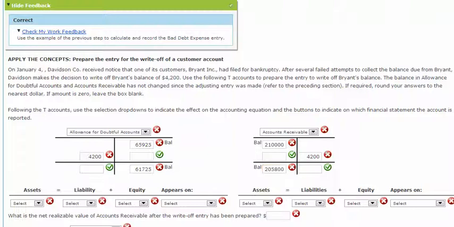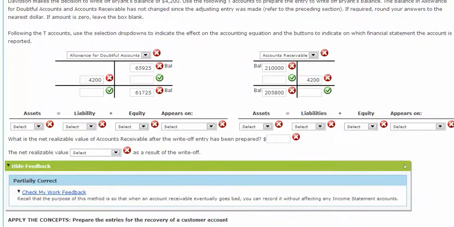Now, the allowance for doubtful accounts is going to be debited, so we're going to increase my assets, no effect on my liabilities, and no effect on my equity, and that's going to have an effect on the balance sheet. My accounts receivable is going to decrease, so that decreases my assets, no effect on liabilities, no effect on my equity, and that also appears on the balance sheet.